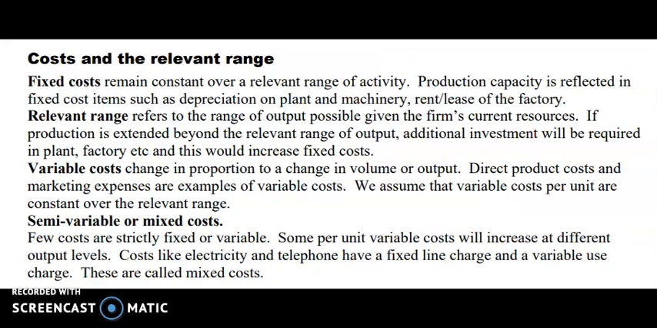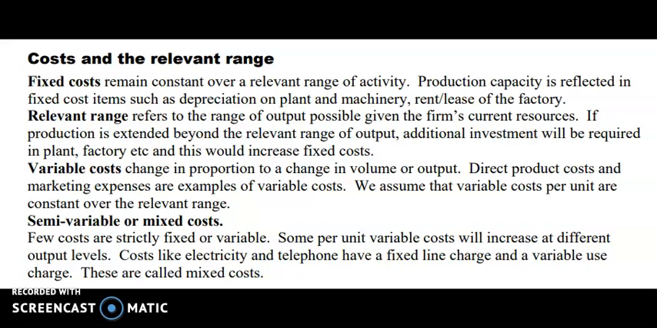Some terms that you need to learn and understand, so you are able to do calculations on this topic. First one is fixed cost. You have to understand very well what fixed cost is. Fixed cost remains constant over a relevant range of activity. That means whether you produce 1, 10, or 20, your fixed cost remains the same. You'll be paying the same rent in that building whether you produce 10 products, 20 products, or 100 products. You'll still be paying the same amount of lease, or the same amount of insurance.